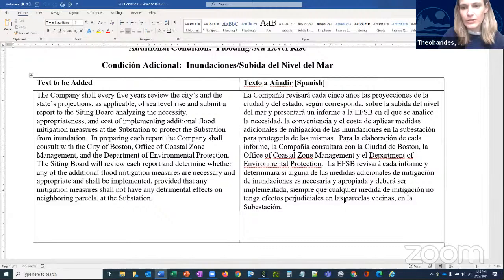The siting board would then review each report and determine whether any additional flood mitigations are necessary, appropriate, and if determined so, implemented. Importantly, consideration would be given under this amendment to ensure that any mitigation measures will not have detrimental effects on neighboring parcels. I was concerned about the idea of just determining what a flood mitigation structure might be today in our proposal, rather than having the company consulting with the city, the Office of Coastal Zone Management, and the Department of Environmental Protection about any flood mitigation strategies not affecting parcels that are adjacent to or near to the station.